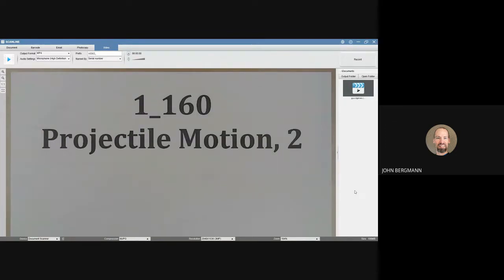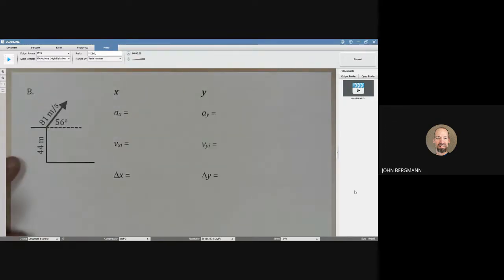Let's try another projectile motion problem. This time we're launching something from the edge of a cliff that is 44 meters high, and we want to find all of these different quantities that relate to the x and y direction.